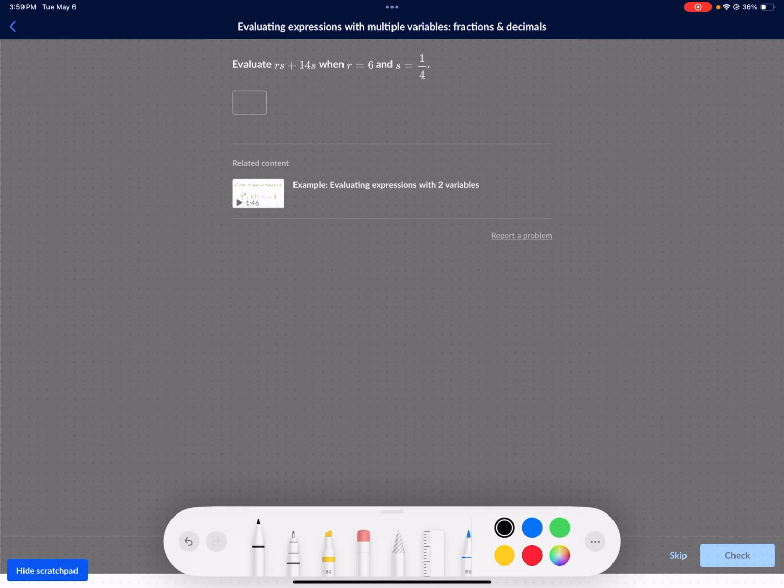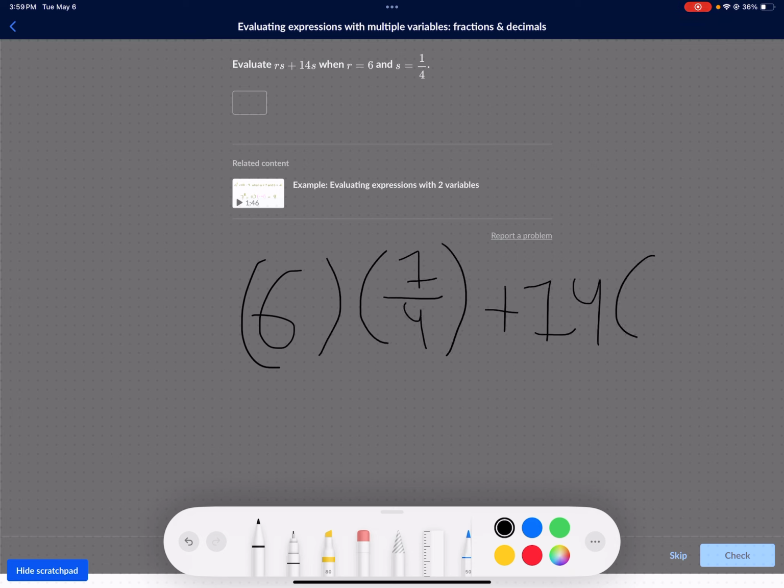Evaluate rs plus 14s when r is 6 and s is 1/4. So let's do 6 and 1/4, plus 14 and 1/4. So then we have 6 times 1/4. 6 times 1/4 is 6/4. Do you see how I got that? 6 times 1 is 6, and then 1 times 4 is 4. 6 over 4 is equivalent to 3 halves.